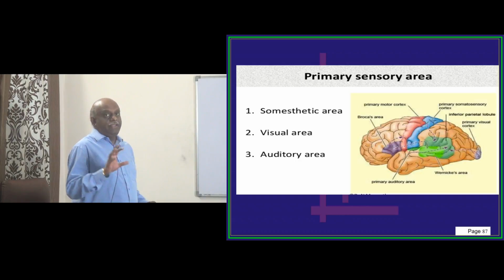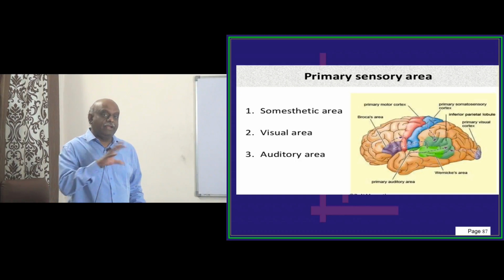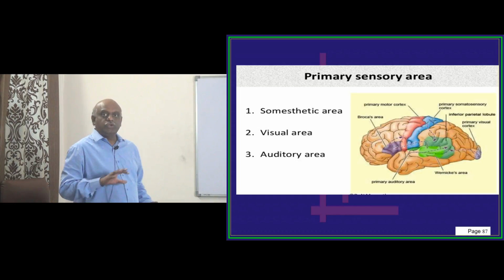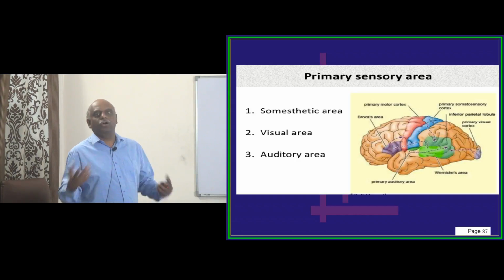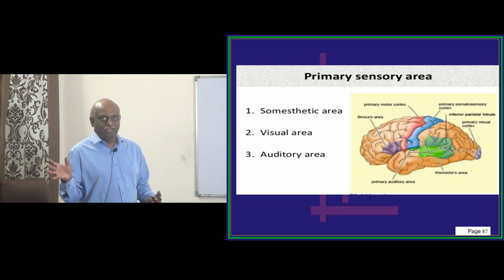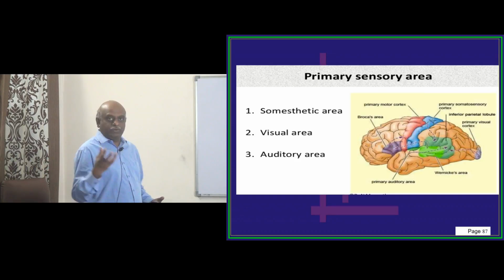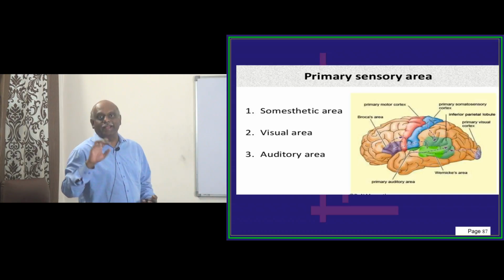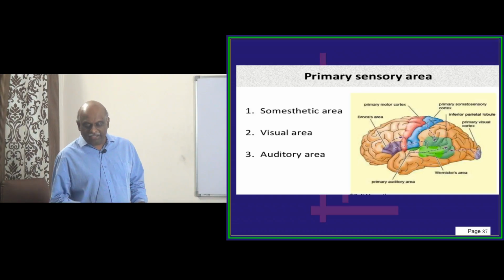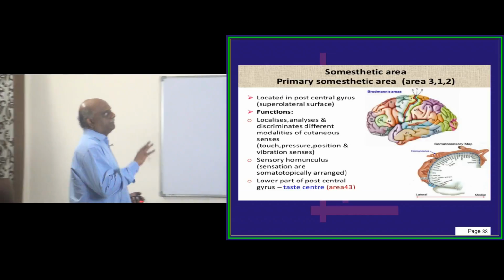So in the primary sensory area, it is interdivided into somesthetic area. How many sensations that you have? Touch, pressure, pain, all these things are called somesthetic. Then you have special senses like vision, audition. So visual area, auditory area, somesthetic area, that's how you divide the primary sensory area.